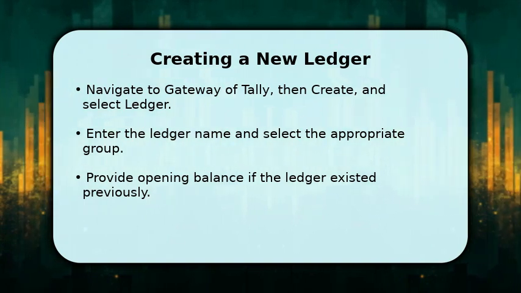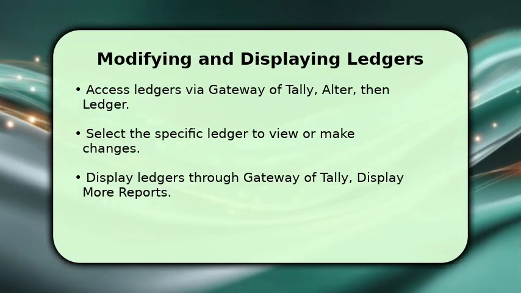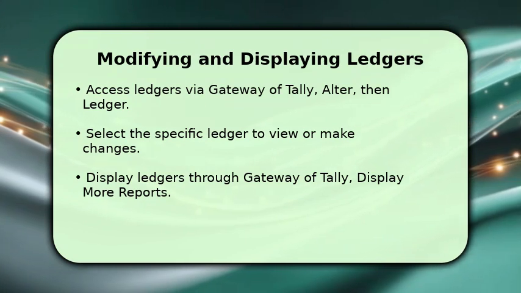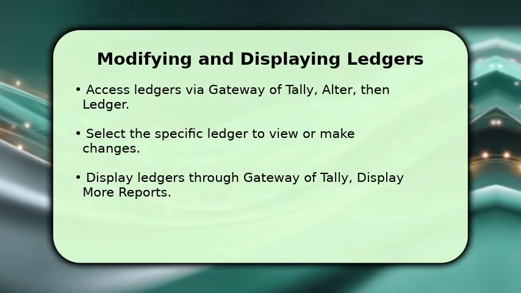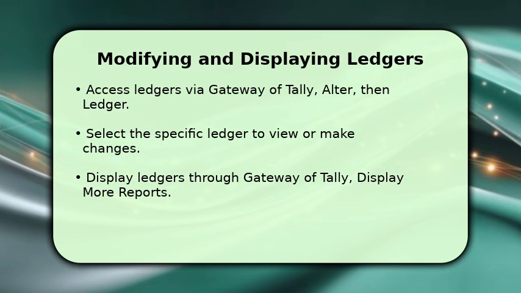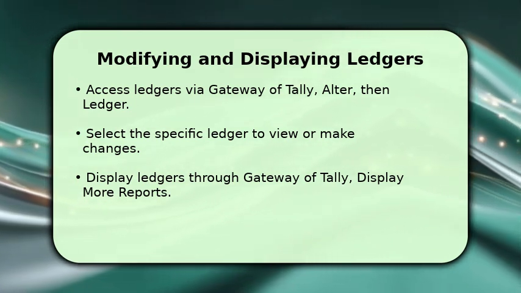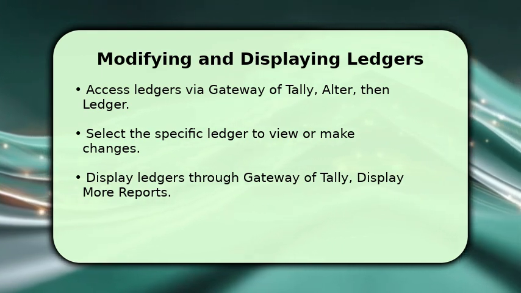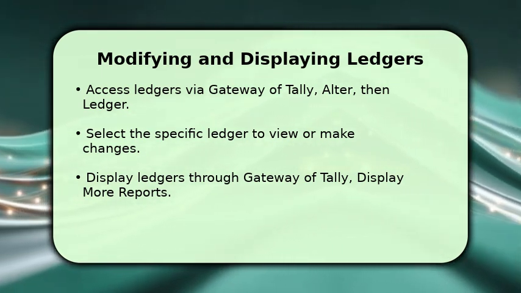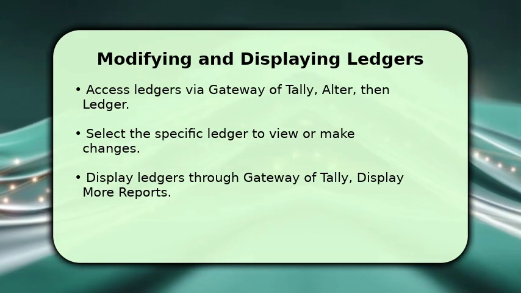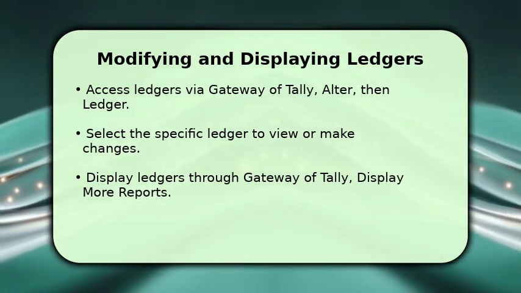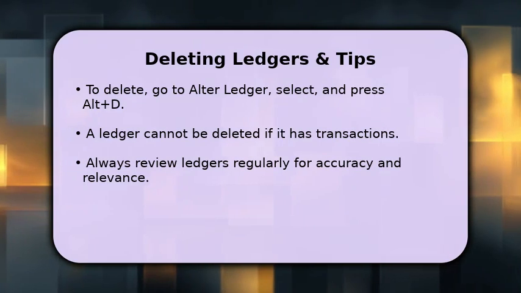from the start. If you need to modify an existing ledger, go to the gateway of Tally, select Alter, and then Ledger. Choose the ledger you wish to edit, and you can update its name, group, or other details. To simply view ledger information without making changes, navigate to display more reports from the gateway of Tally, then Account Books, and finally Ledger.